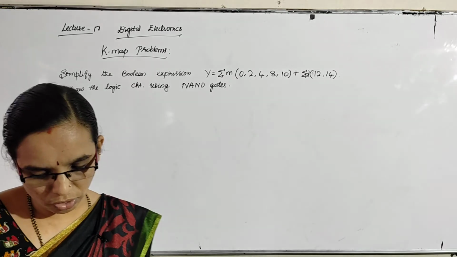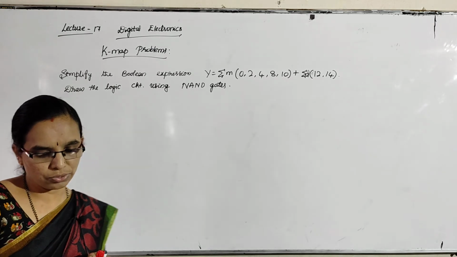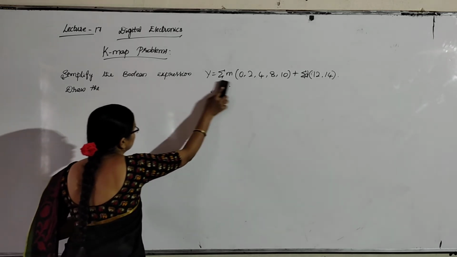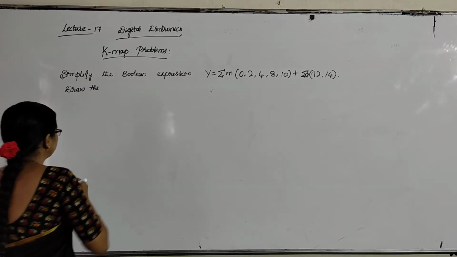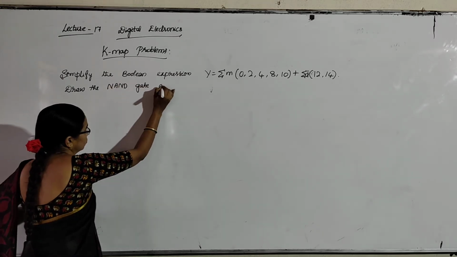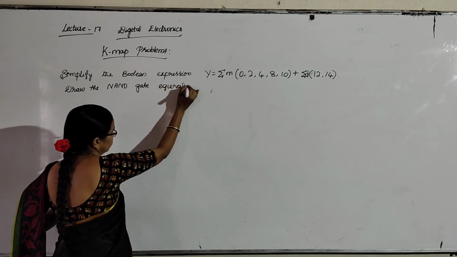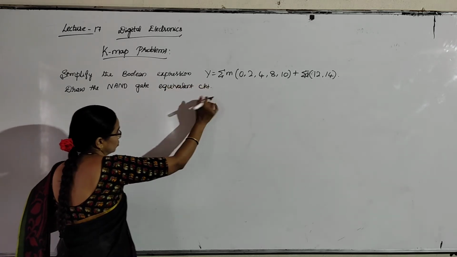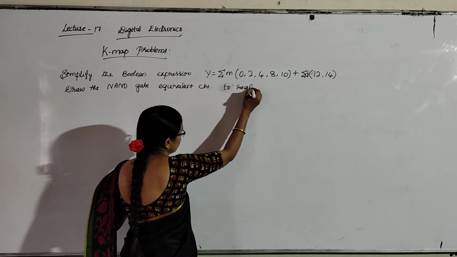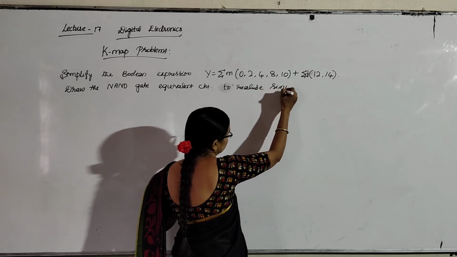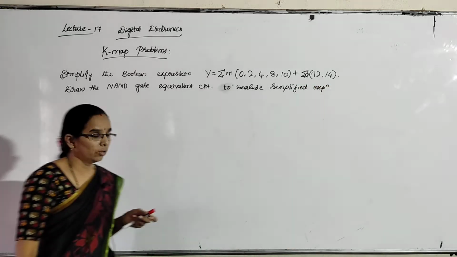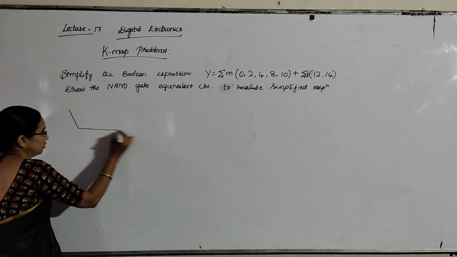Simplify the Boolean expression and draw the NAND gate equivalent circuit to realize the simplified expression. Okay, plot the K-map.